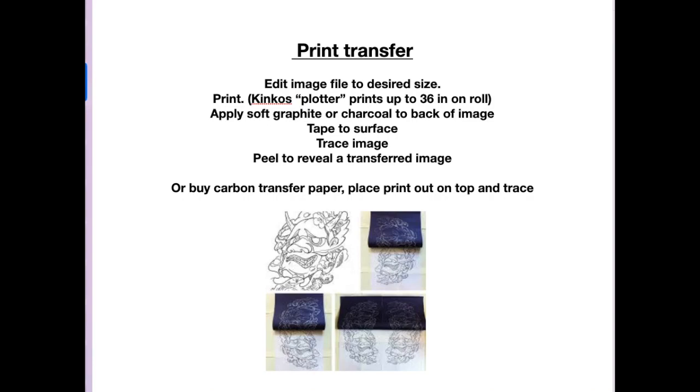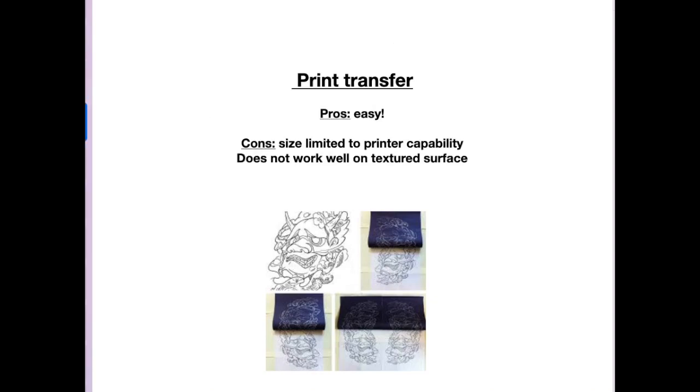You can apply soft graphite or charcoal to the back of that image. You tape the image to whatever surface you're using and then trace it. Peel off your paper to reveal the transferred image. You can also buy carbon transfer paper, and then you place your printout on top and trace. So the pros for this method are that it's very easy. The cons are that the size is limited to the printer capability, and it does not work well on a textured surface.